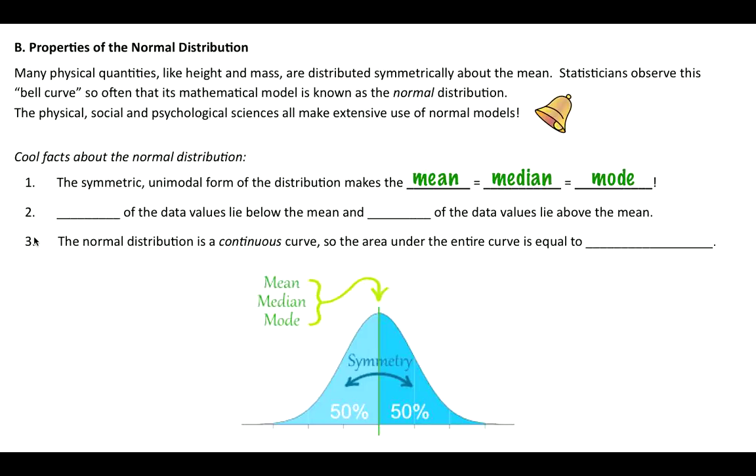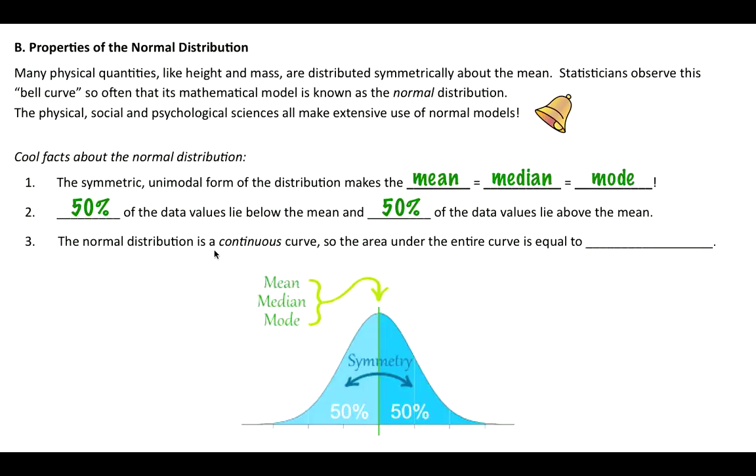So fact number 2 about the normal distribution is that 50% of the data values lie below the mean, and 50% of the data values lie above the mean. So an even distribution, you can see this reflected in this diagram. There's 50% of your values below and 50% of your values above.